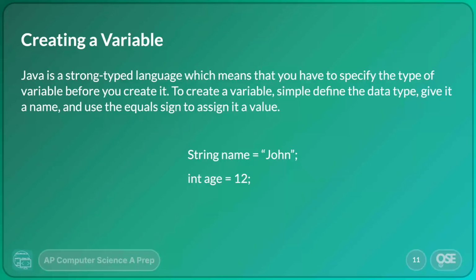To create a variable in Java, you're going to have to specify the type of variable before you create it. In order to assign a variable a value, you simply use the equal sign. Here we have an example of a string variable called name, which has a value of John, or an int variable called age, which has a value of 12.